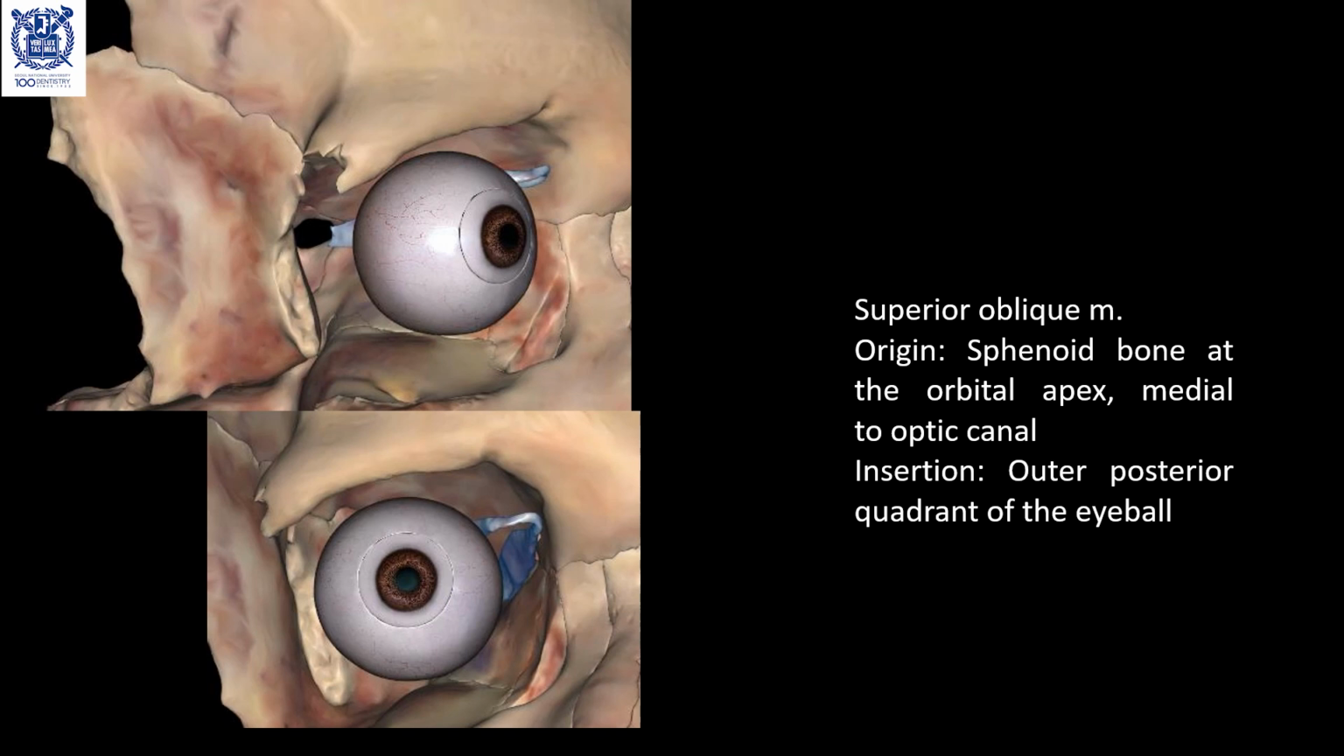The primary action of the superior oblique muscle is intorsion, so to speak, internal rotation. The secondary action is depression, primarily in the adducted position, and the tertiary action is abduction, lateral rotation. It is supplied by the lateral muscular branch of the ophthalmic artery.